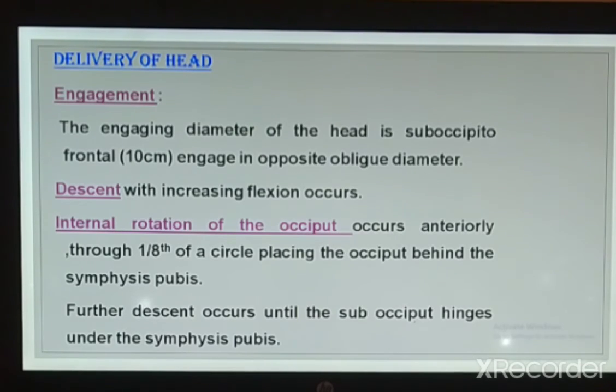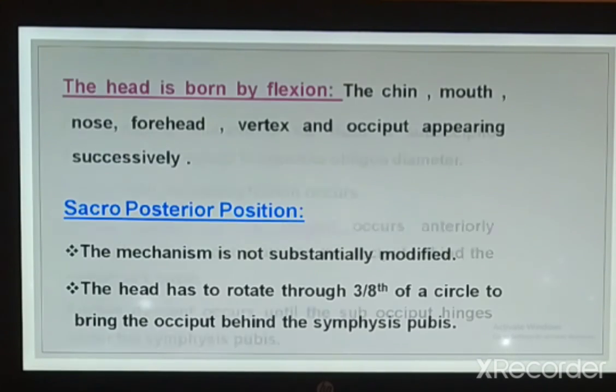The third cardinal movement is delivery of head. Engagement: the diameter of the head, suboccipitofrontal, 10 cm, engages in the opposite oblique diameter. Descent with increasing flexion occurs, and internal rotation of the occiput occurs anteriorly through 1/8 of a circle, placing the occiput behind the symphysis pubis. Further descent occurs until the subocciput hangs under the symphysis pubis. The head is born by flexion, the chin, mouth, nose, forehead, vertex and occiput appearing successively.